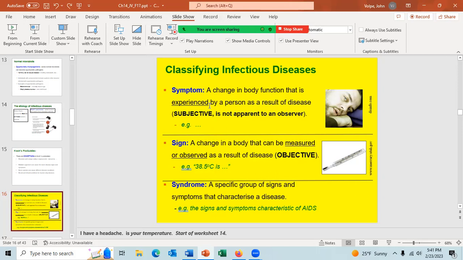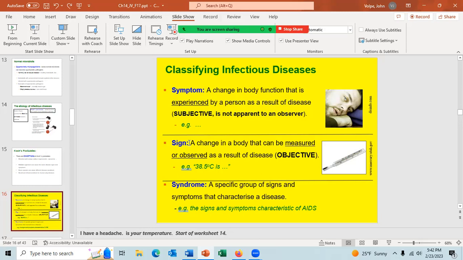Like, I've got a symptom of a cold. I've got a sore throat, which I think would be a symptom. But I've got a temperature, that would actually be a sign. Okay, any question about any of that?